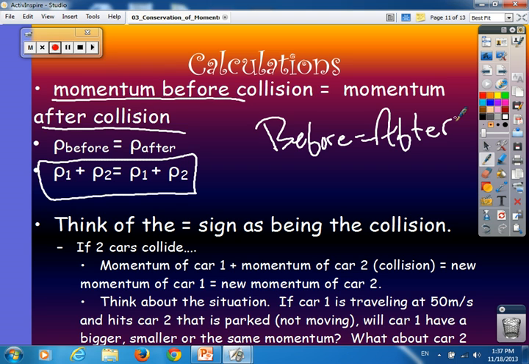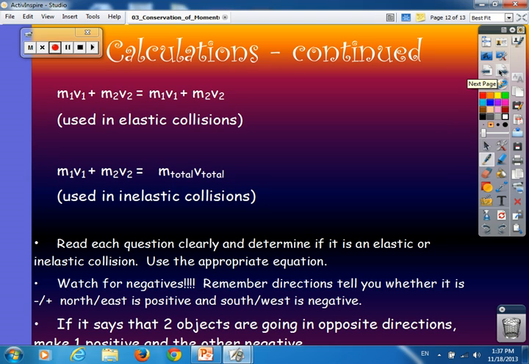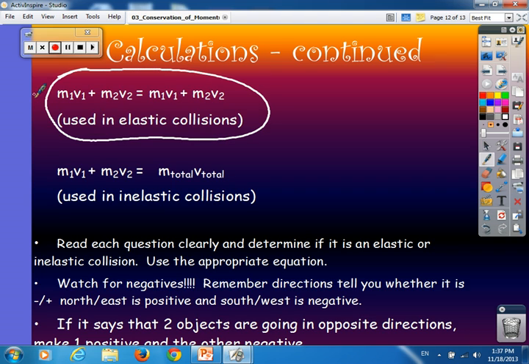I think I missed my bottom part down here. Here are your calculations continued. Use an elastic. There's your calculation, there's your before, there's your after. It's your two objects. Inelastic collision: what happened? They got coupled together, so our masses are going to get totaled.